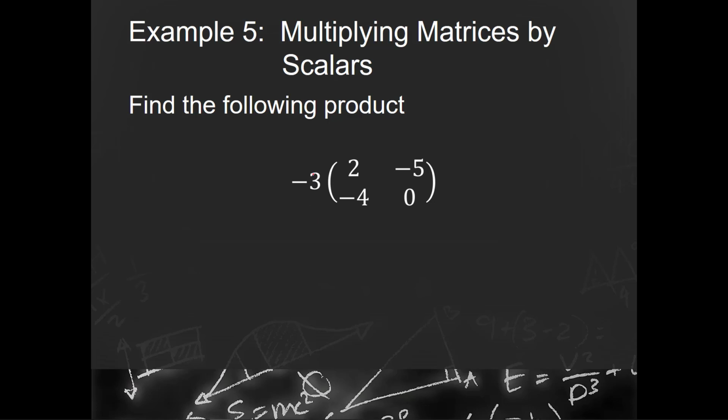If we multiply this matrix by the scalar negative 3, what are we going to get? Well, we're going to get a new 2 by 2 matrix where this element is going to be negative 3 times 2, or negative 6. A12 is going to be negative 3 times negative 5, or positive 15. This is going to be positive 12, and this will be 0. So that's all there is to it. It's just basically element by element multiplication.